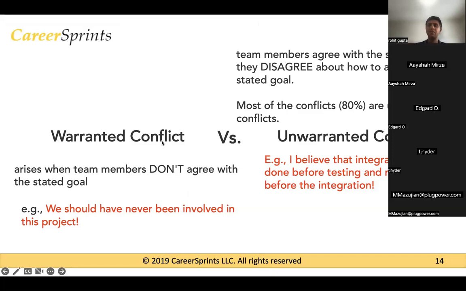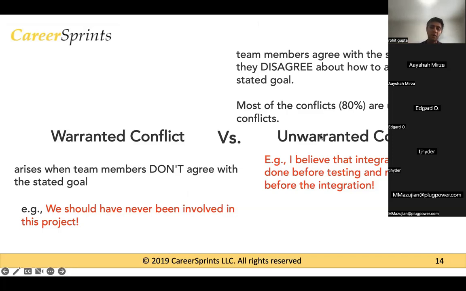This normally happens when senior leaders, or company executives, are unable to explain what the vision of the project is, when they are unable to get buy-in from the people who are there on the team, right? So if you're not able to convince them, you're not able to get buy-in, that could cause warranted conflict.